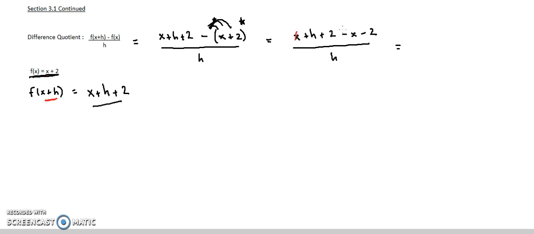So we've got x minus x, those cancel out, and we've got 2 minus 2, and those will cancel out. So what are we left with? We're left with h over h. Well, h over h is just 1. So this difference quotient is equal to 1. Our answer would be 1. All right, we'll do another one of those in class, but this gives you the basic idea.